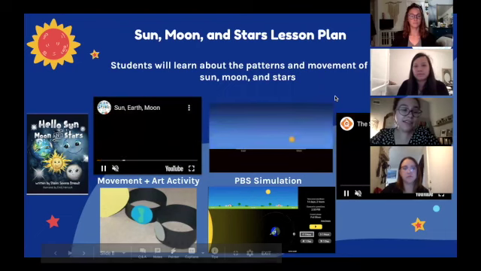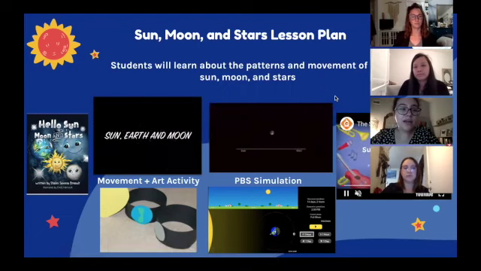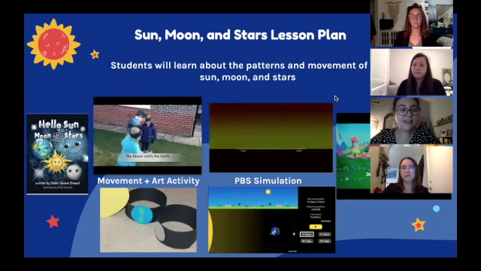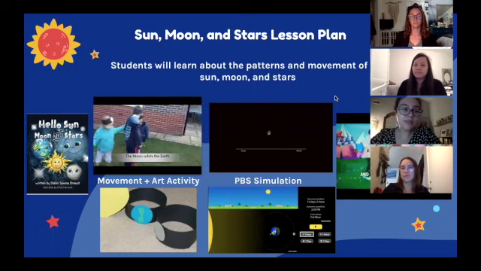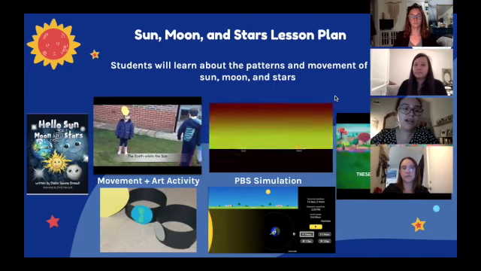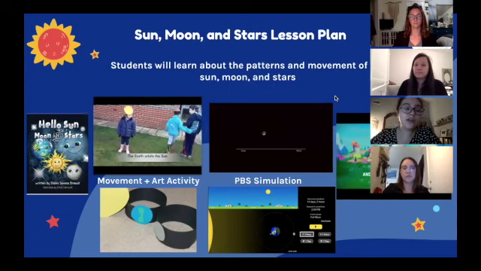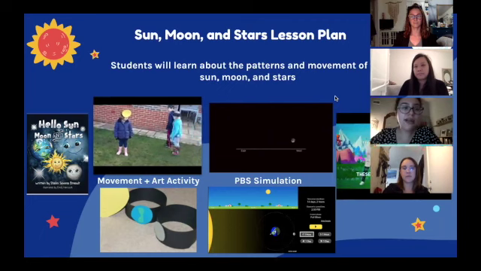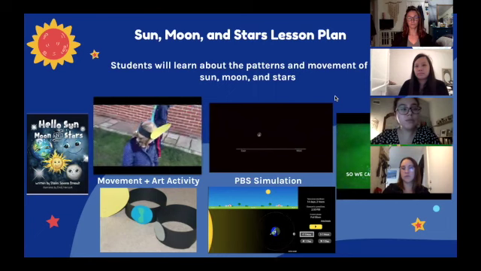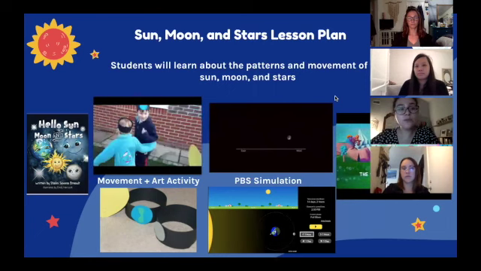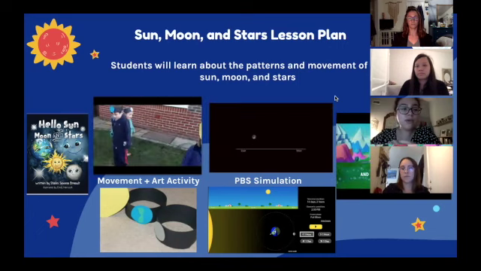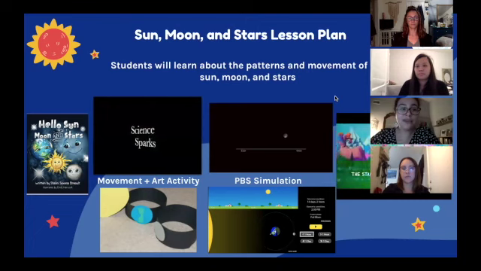On the final day of the entire unit, they're going to be learning about the sun, moon, and stars and the overall patterns of movement that they see in the sky and in the solar system. The lesson will start with the book Hello, Sun, Moon, and Stars, which is a creative take on how the sun, moon, stars, and Earth are all interacting in outer space. Then it will go into the movement and art activity, where students will each represent a specific part of the sun, moon, stars, and Earth, and in groups they'll rotate around each other in the proper orbit that they would find in space.